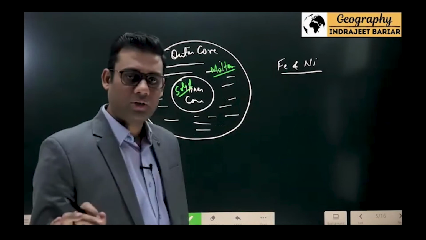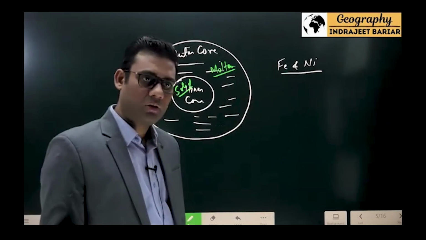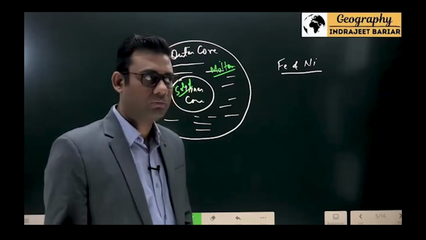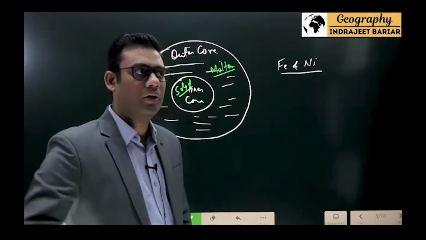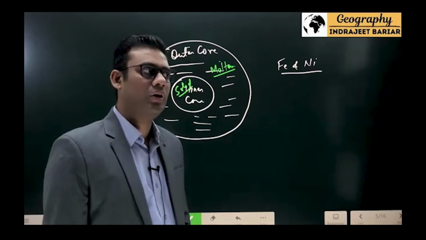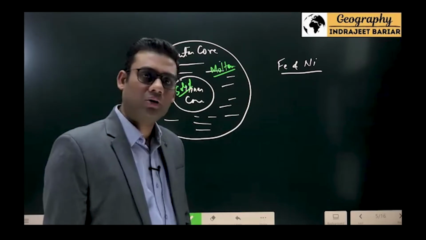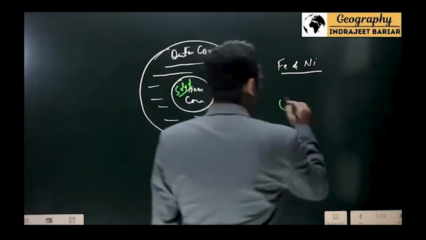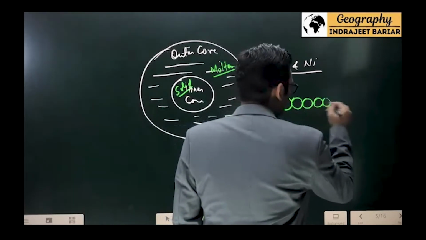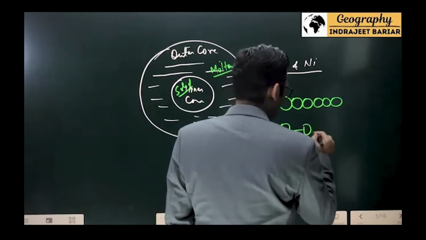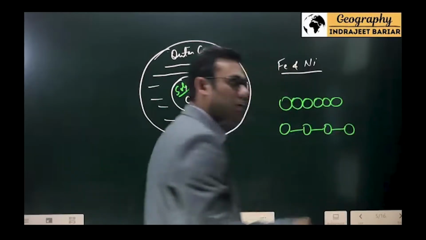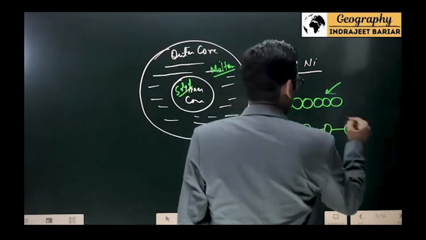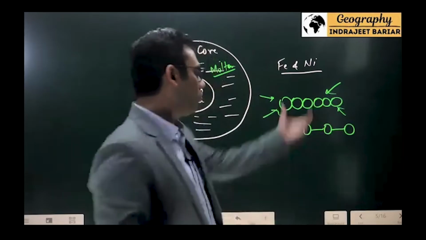Now try to understand this point: pressure. Whenever you increase the pressure, the melting point also increases. Because if you see, solids are arranged like this, liquids are arranged like this. Correct? But if I put a lot of pressure on this, I will not allow it to loosen.